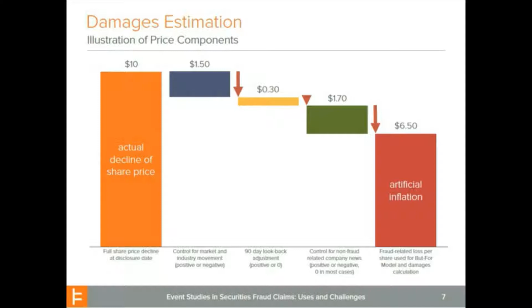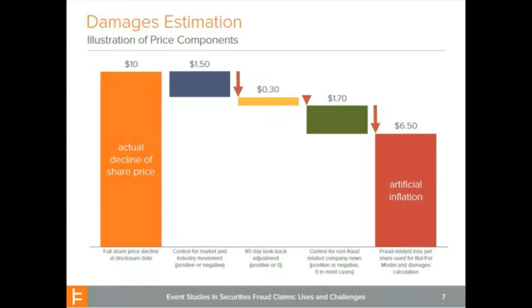So you say, okay, that's fair enough. Maybe 15% of that price drop wasn't really caused by the disclosure. It was caused by ambient movements in the market, so you can separate that out. The second factor that needs to be looked at, the second piece of this decline in share price that we separate out, is this 90-day look-back adjustment in yellow, in the middle of these bars. This is required by law in calculating these artificial inflation figures.